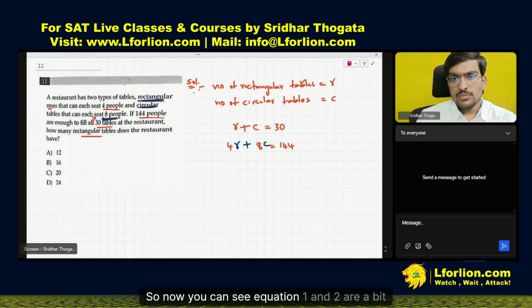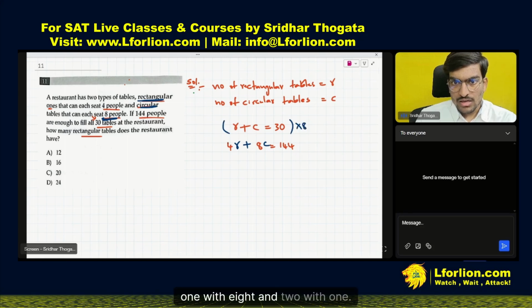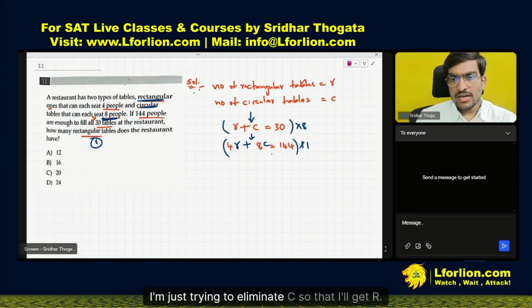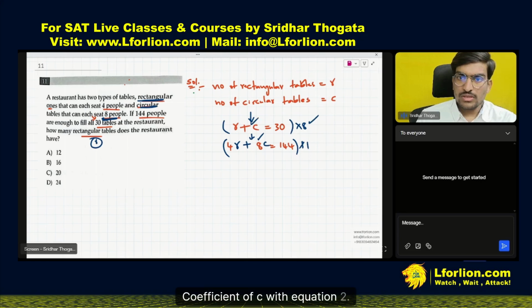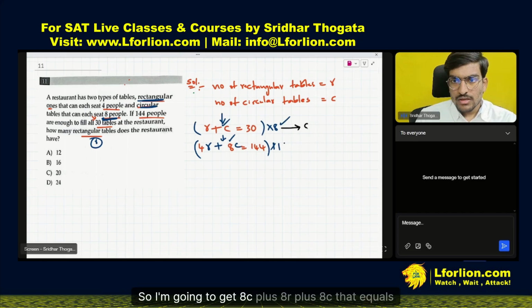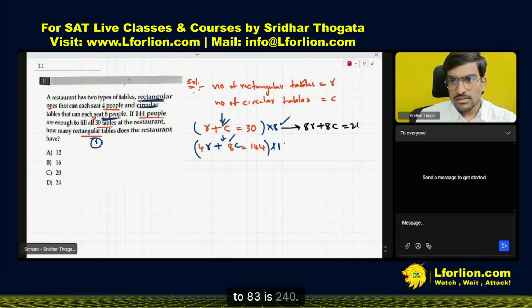So now you can see equations 1 and 2 are a bit different. So try to do elimination by multiplying equation 1 with 8 and equation 2 with 1. I'm just trying to eliminate C so that I'll get R. That is the reason I'm multiplying the coefficient of C with equation 1 and the coefficient of C with equation 2. So I'm going to get 8R plus 8C equals 8 threes are 240, and then this will be as it is, 4R plus 8C equals 144.